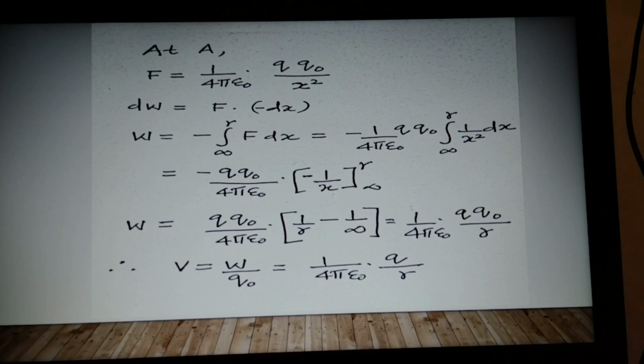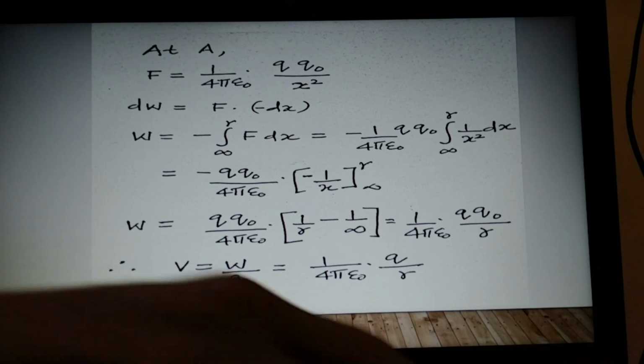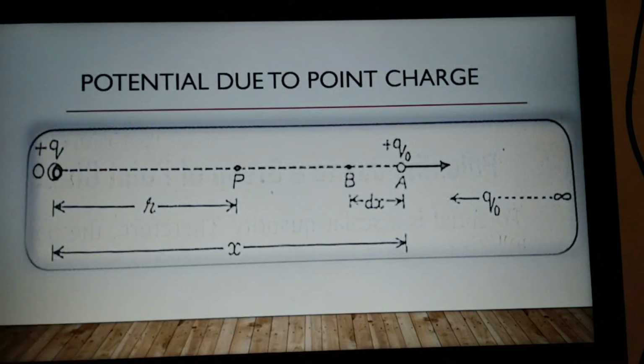No doubt in that, because it is your Coulomb's law. So F is equal to 1 by 4 pi epsilon 0 q into q0 divided by x square, where q0 is the test charge, q is the source charge, and the distance between them is x. And you are displacing test charge q0 from A to B through a distance dx.